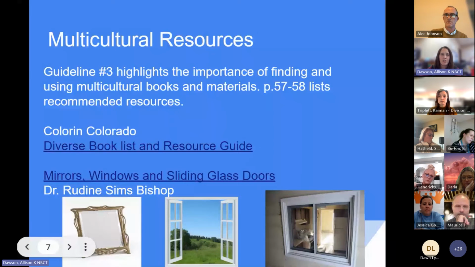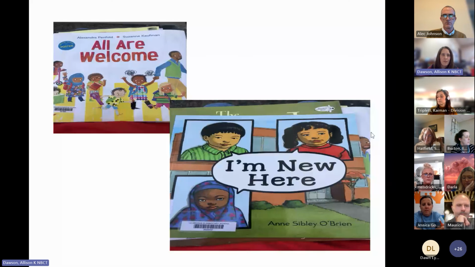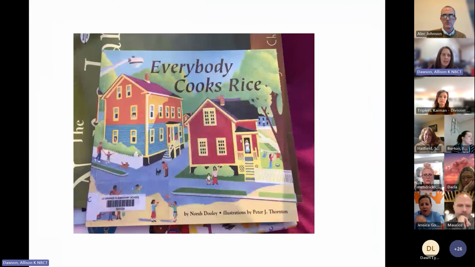I love the way she described how, of course, it's nice for our English learners to see themselves in books, but really all students benefit from using diverse books and books that show different heritage and backgrounds. So I just have a few slides that are just some books that I have used and that I like to use with my students.